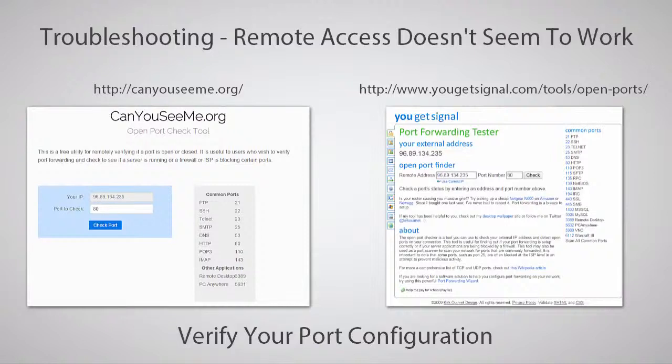Another way you can test your ports is by using canyouseeme.org within your network. Just enter the port number you want to test and click Check Port, and it will inform you if the connection succeeded or failed. Signal's port forwarding tester can be useful if you're already outside your network but know your IP address or DDNS address, or if you're inside your network as well.